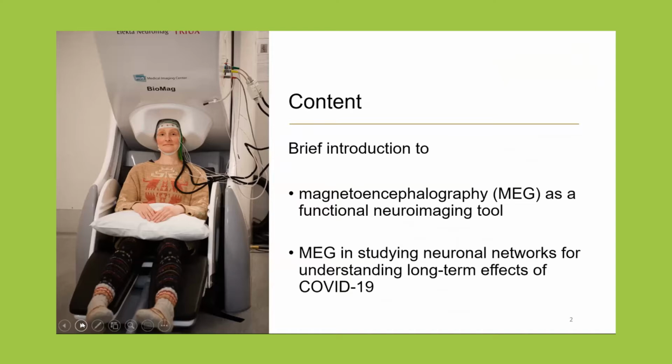So I will briefly introduce you to magnetoencephalography, MEG, which is a functional neuroimaging tool that we are using here in Helsinki, and why I think that it's especially informative in this respect, and how we are planning to use it to study neural networks for understanding the long-term effects of COVID-19.